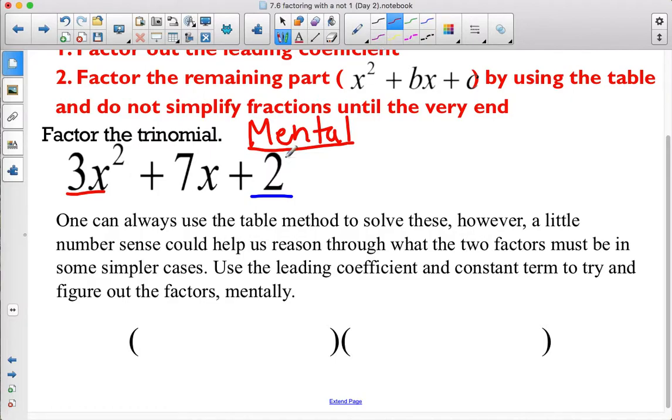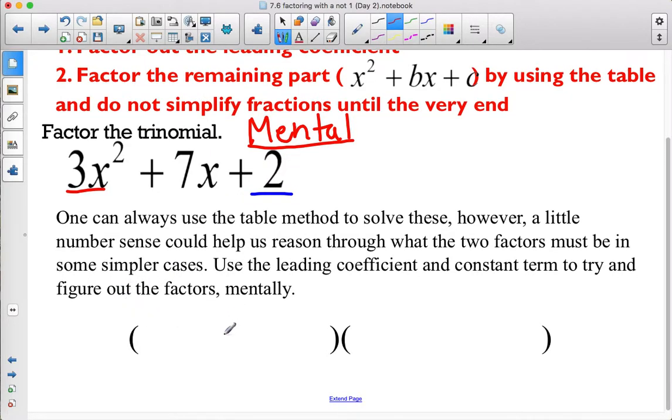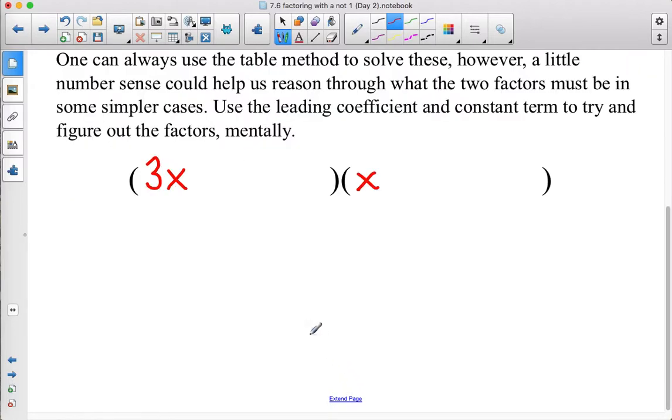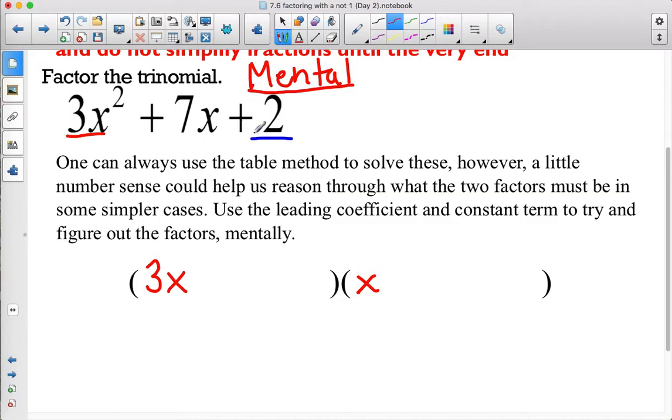So what we're doing is we're thinking through, we know it must factor to be this. If it multiplies to be 3x squared, the only way that would occur would be if this was a 3x and this was an x. That's the only way to multiply and get 3x squared. Now, we know that this last term is 2, and that comes from the multiplication of this piece and that piece. So the question is, what two numbers multiply to be 2? And I only know two numbers. They're 1 and 2. The question is, where do each of them go?